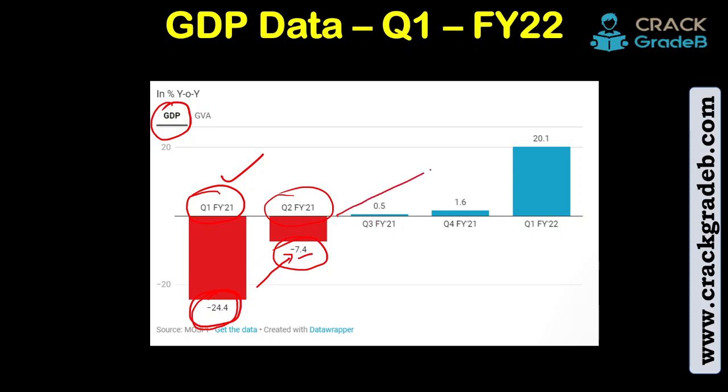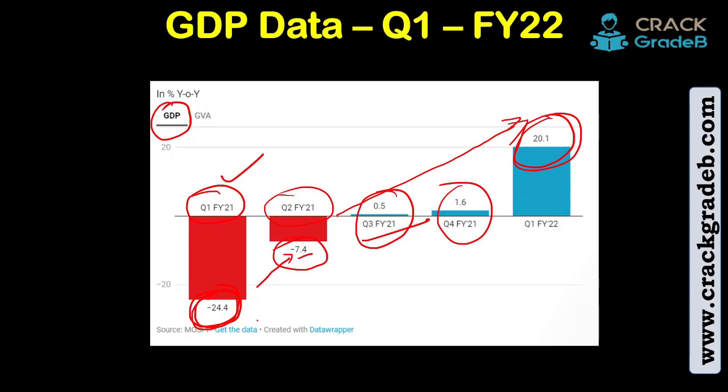Then we see a positive growth from financial year 2021 quarter three. Now it's 0.5%, then 1.6%, and now it's 20.1%. So see, from minus 24.4% here to 20.1% here, you can see a huge slump, huge degrowth and huge growth in terms of percentage. Now, this is known as base effect, which we are going to understand in an upcoming slide.